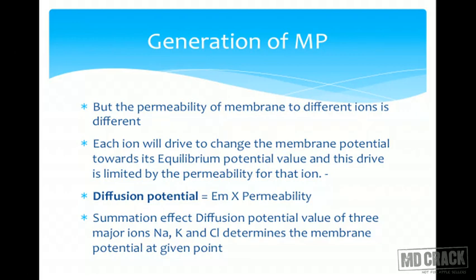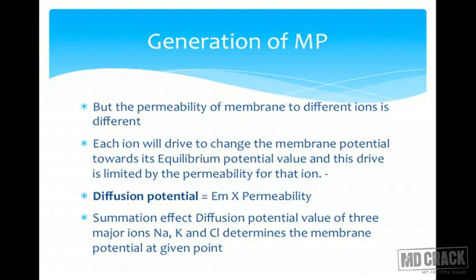Permeability will change from time to time. In the resting stage, it is more permeable to potassium. But if an appropriate stimulus is given, the permeability for sodium will increase. So the contribution of each ion at a time is given by the diffusion potential, which is equal to the equilibrium potential value multiplied by the permeability, as you can see in this equation. Which are the three major ions in the body? Sodium, potassium and chloride. And these are the three which are going to contribute to the membrane potential.